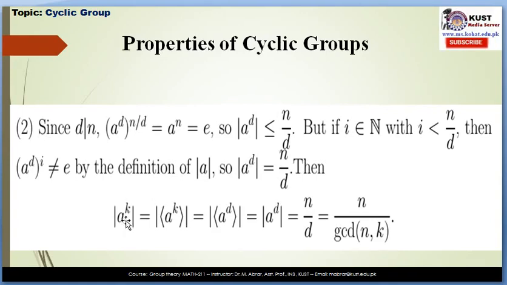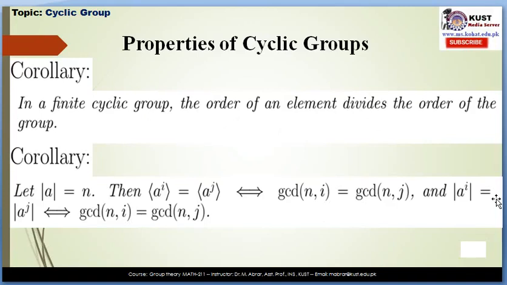So the order of a^k is, by the above result, nothing but the order of the cyclic group generated by a^k, and we just proved that these two are the same, a^k and a^d, and for the same reason. And now we see it's nothing but n by d, and d was the greatest common divisor, so we replace this by gcd of n and k, and we are done.